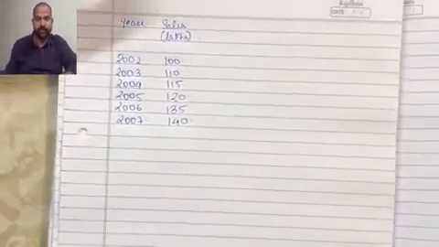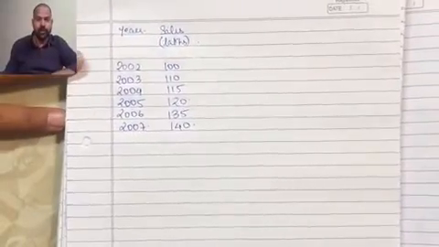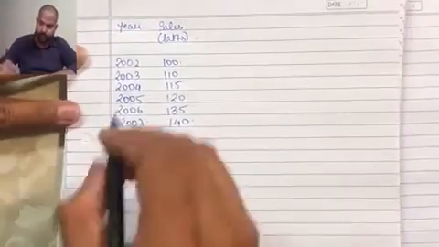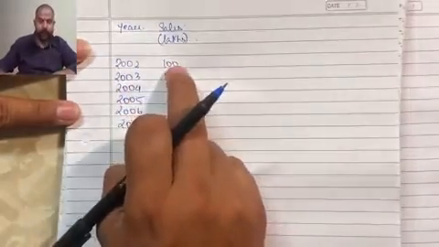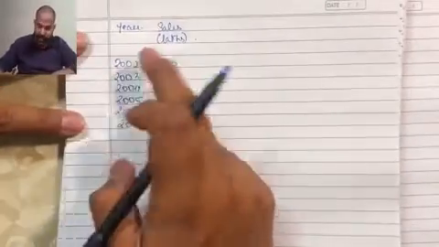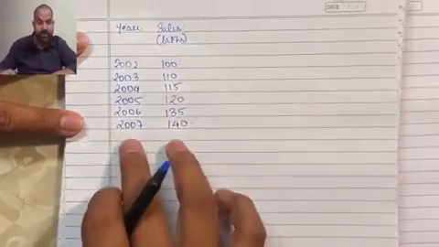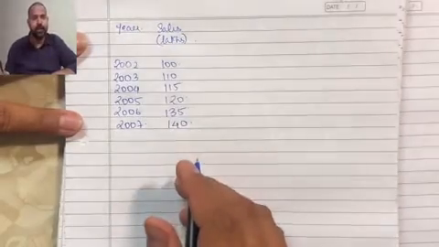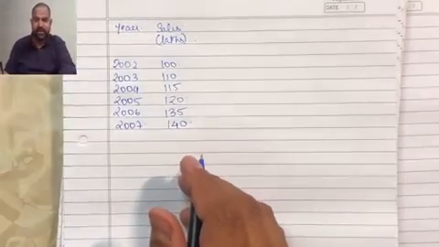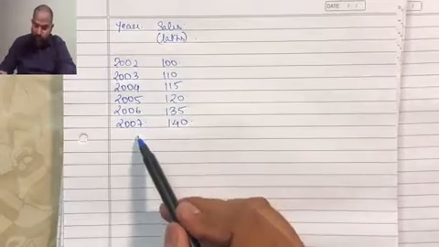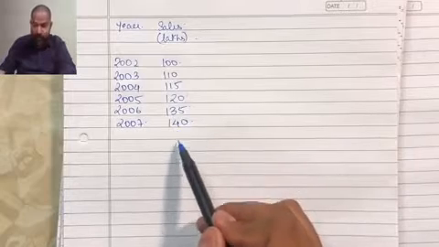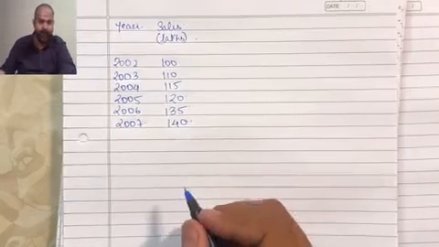Let's start. So the first step is, what do you have to predict? Sales. Sales depends on years. As the years are increasing, do you notice that the sales is also increasing? With the increasing years, as the sale is increasing, which means that after 2007, 8, 9, the sale will keep increasing, and that is what we have to predict.